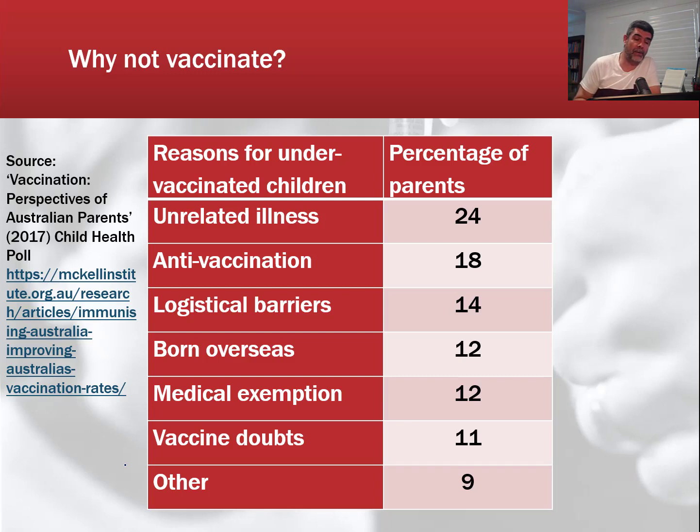So this was a poll on vaccination perspectives from Australian parents in 2017. And of course, the Australian Bureau of Statistics will also provide data on vaccination rates, immunisation rates, and these issues, particularly in light of COVID, are continuing to come up all the time. So it's important to keep an eye on what's going on in terms of vaccination and why certain people are choosing, for various reasons, not to.